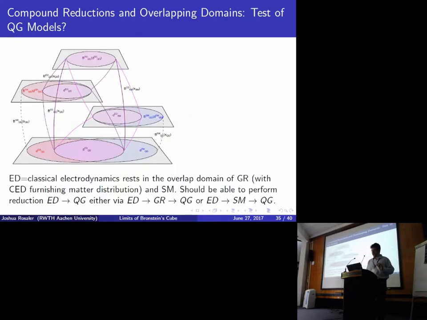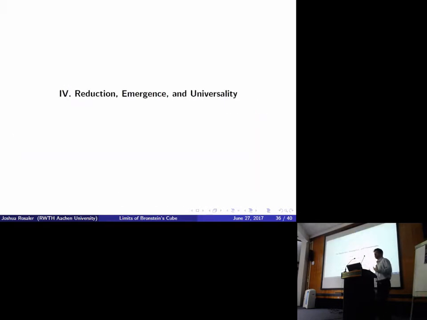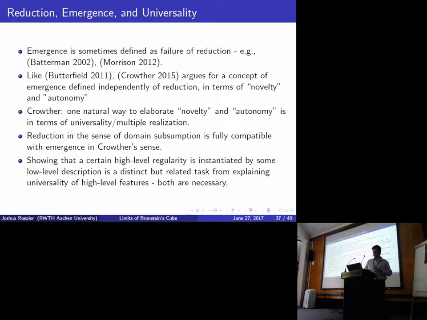So here's just one example of this sort of general framework, but there are many others that I could provide. Since I'm running out of time, I want to skip ahead to discuss the relationship between this concept of reduction and a certain concept of emergence and universality that's been introduced by Karen. Emergence is sometimes defined as failure of reduction. However, like Butterfield, Crowther 2015 argues for a concept of emergence defined independently of reduction in terms of novelty and autonomy. The way Karen fleshes out novelty and autonomy is in terms of universality and multiple realization. Reduction in the sense of domain subsumption is fully compatible with emergence in Crowther's sense. Reduction understood as instantiation is completely compatible with multiple instantiation.